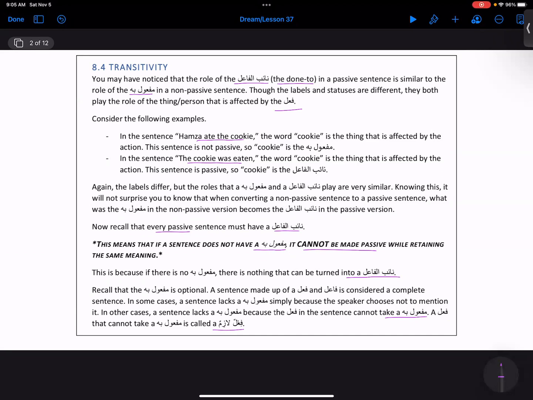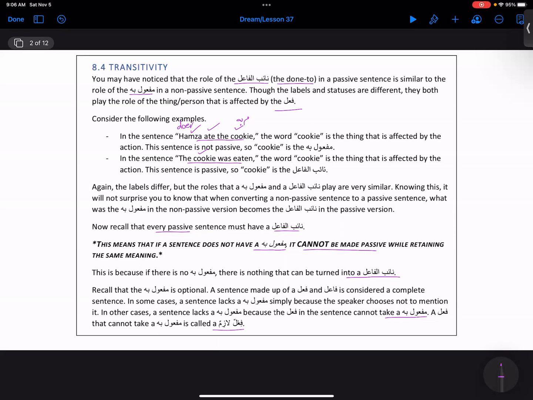Consider the following example. In the sentence, when I say Hamza ate the cookie, right? So we know that Hamza is the doer, right? And the action happened. What is the action? Eating. And what is eaten? The cookie. So basically the cookie is maf'ulun bihi over here, right? And this is the doer. But when we say the cookie was eaten, right? Now it is passive. So we see that maf'ulun bihi, this cookie, the naib fail, the done to is there, but the doer is not there, right? So the cookie was eaten. So this is our naib fail over here.